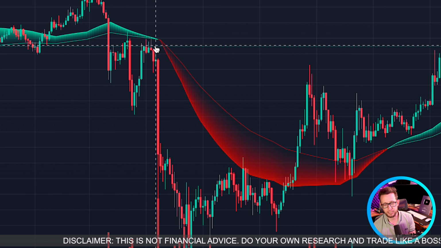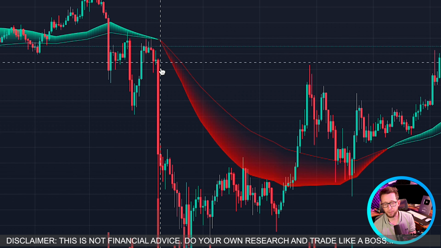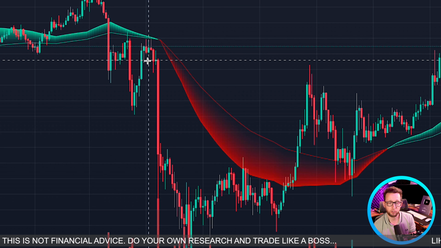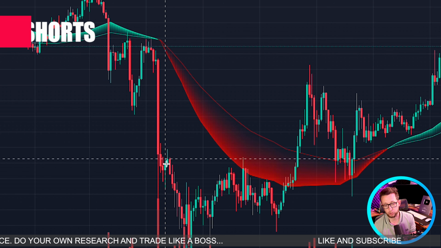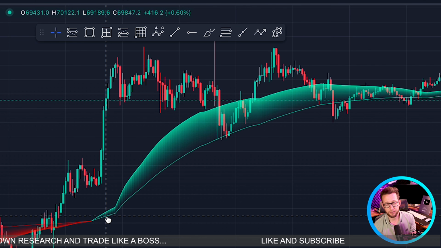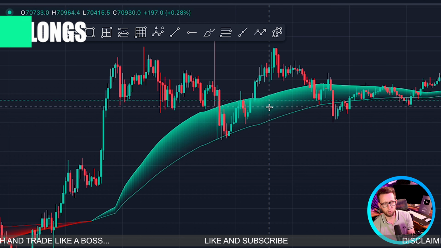This is what we call our baseline, so it's going to give us our trend direction. When price is below and the cloud is red, we're looking for short. When the price is above the cloud and we are green, we're going to be looking for longs.